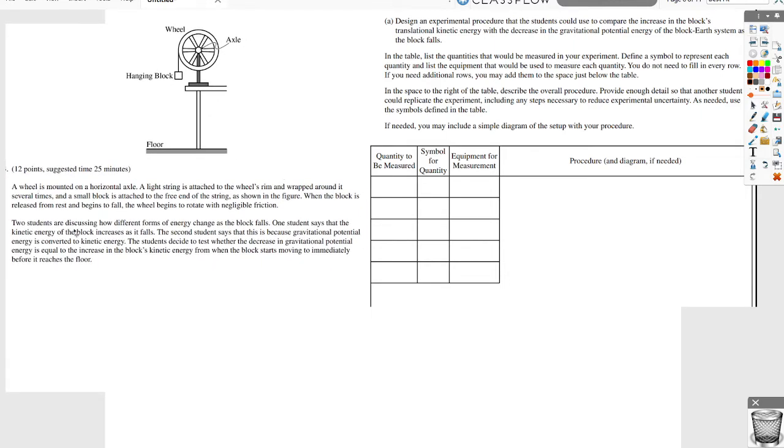A wheel is mounted on an axle, a light string attached to the wheel's rim and wrapped around several times, and a small block is attached to the free end of the string. When the block is released from rest, the wheel begins to rotate with negligible friction. Different forms of energy change as the block falls. The student says the kinetic energy of the block increases as it falls, because gravitational potential energy is converted to kinetic energy. The student decides to ask whether the decrease in gravitational potential energy is equal to the increase in the block's kinetic energy from when the block starts moving to immediately before it reaches the floor.